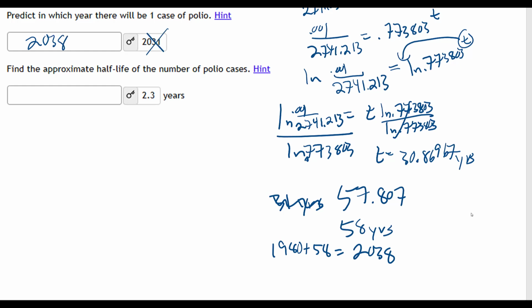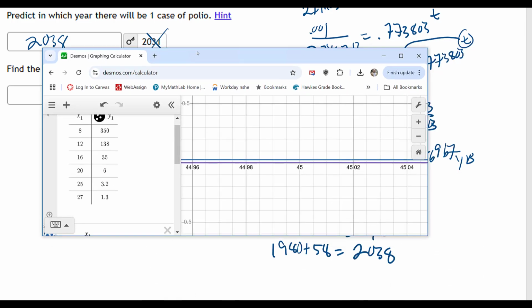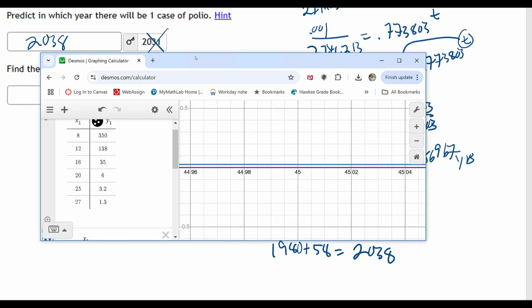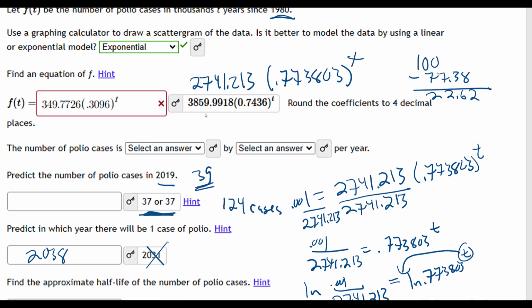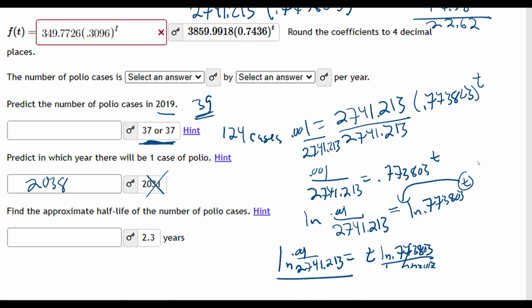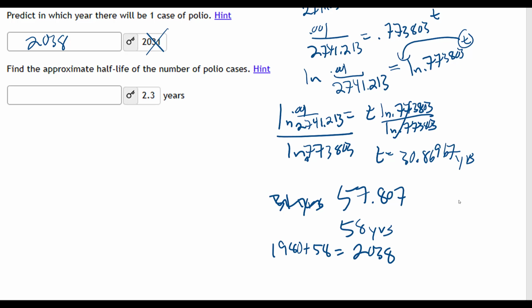And then finally, the half-life of this. So this is easy to do with Desmos. Again, we're going to come back here. And so notice this initial value is 2741.213. So we could take that 2741.213 divided by 2. And I'm looking at 1370.6. So it's going to be an approximation anyway, but 1370.6 is what we're after for the population to have polio.